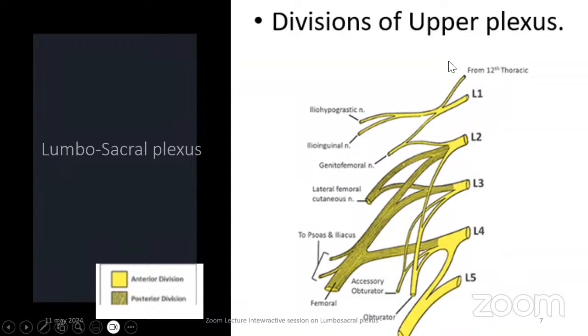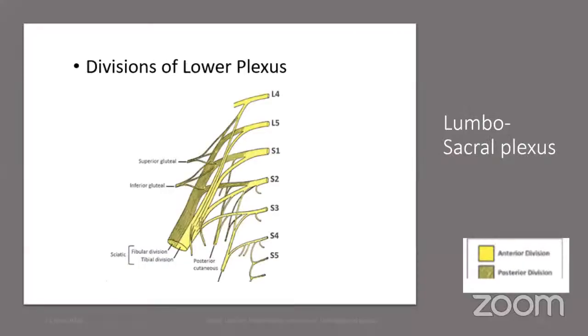You can see the anterior division nerves that are coming. These are usually obturator nerve and accessory obturator nerve. The posterior divisions from L2 to 3 have lateral femoral cutaneous nerve, and of course, most important is the femoral nerve. The division of lower plexus, as I said earlier, that is L4, L5, S1, S2, S3, 4 will be the second part. So L2, 3, 4 unit, a branch of anterior division of L4 will join the L5.